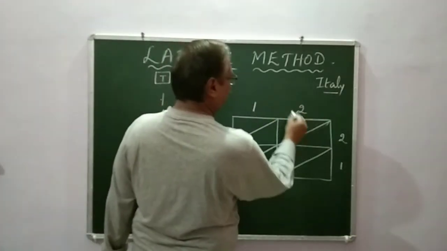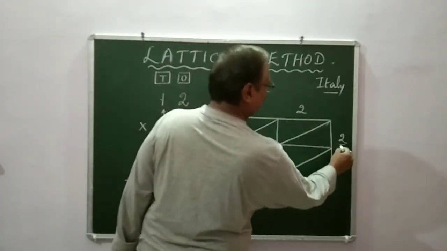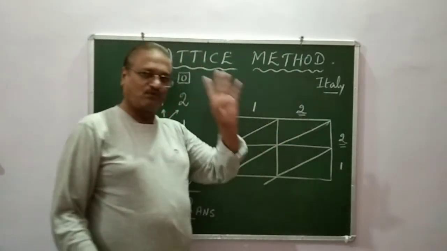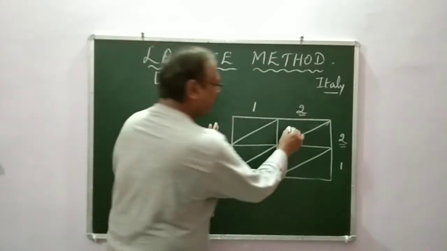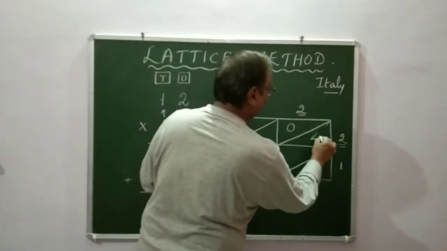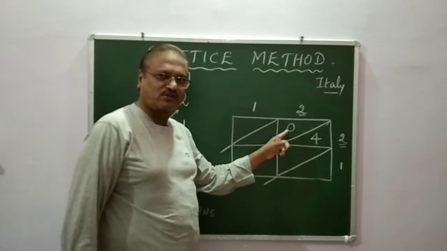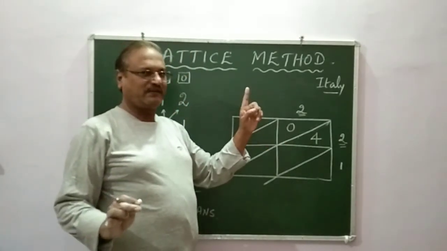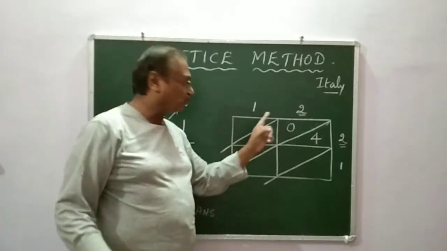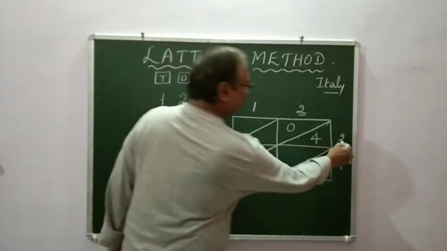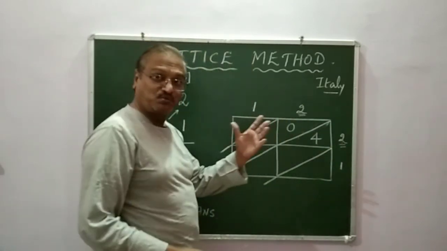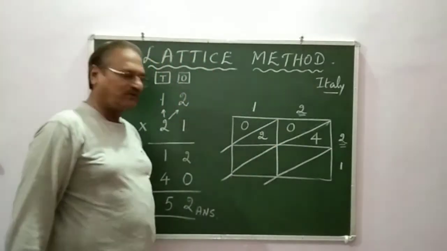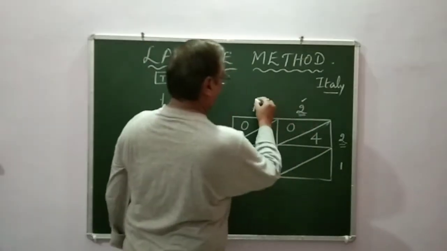1 and 2 with the first 2. 2 multiplied by 2. How much? 4. But I should write here 0, 4, because in this box, if nothing is there, you should write 0. Will you remember? So put 0. 2 ones are 2. Now 0, 2. Very good. Now this is over. 1 tick.